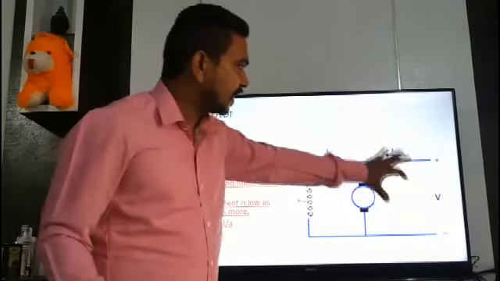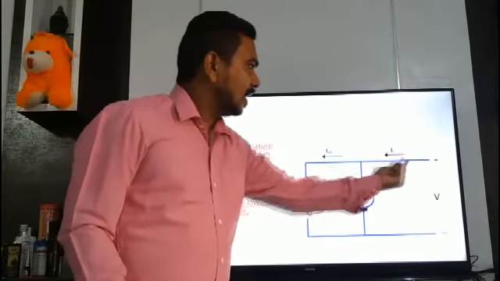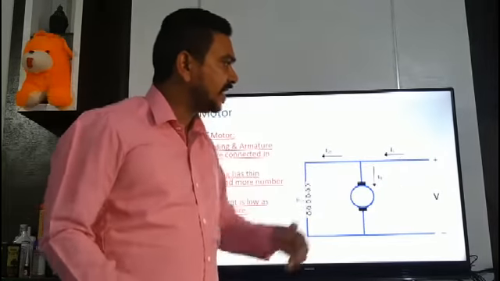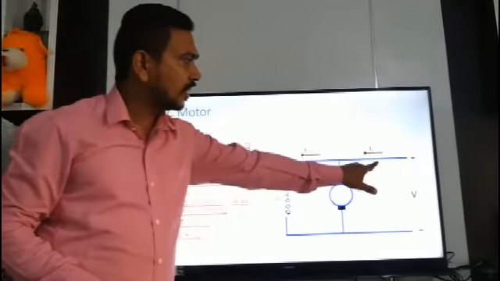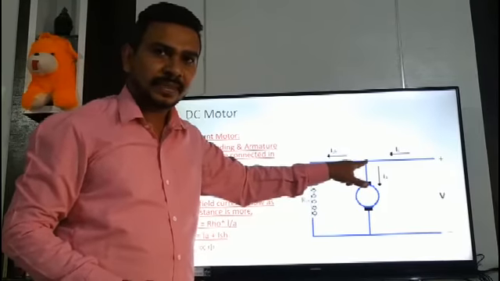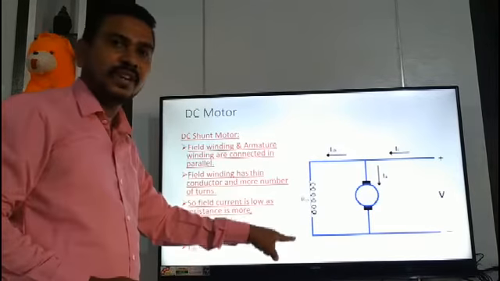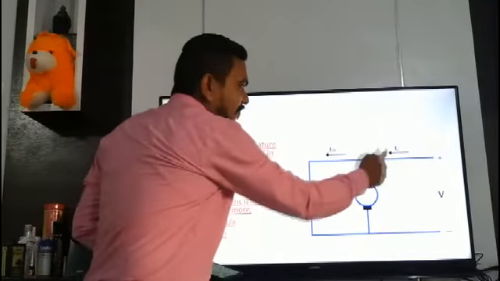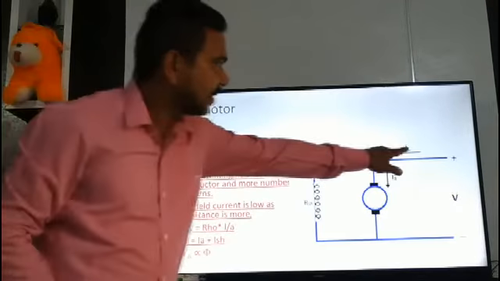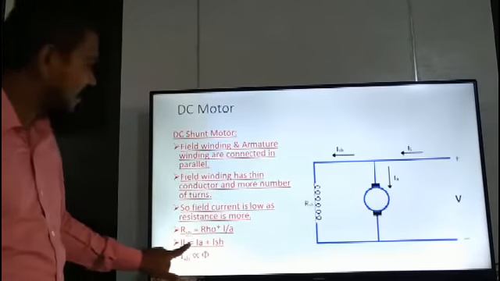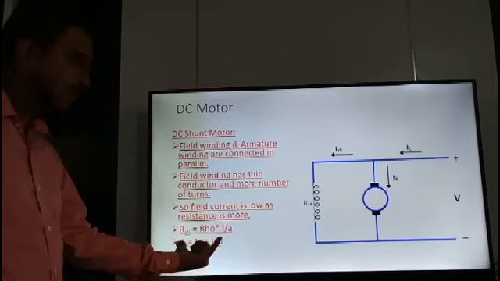Now if we see this circuit diagram, what happens? Supply is given to this shunt motor. Line current is flowing, indicated by IL. At this point the line current is divided into two parts. One is going through the armature and second is going through the field winding. So from this circuit diagram we can write the current equation: IL is equal to IA plus ISH. This is the current equation of the motor.